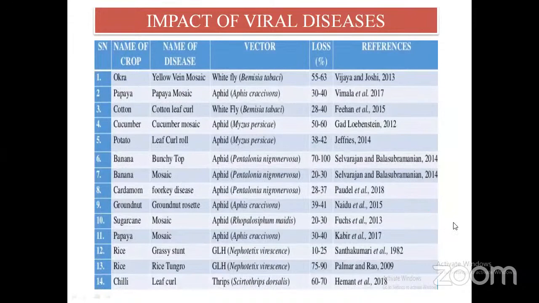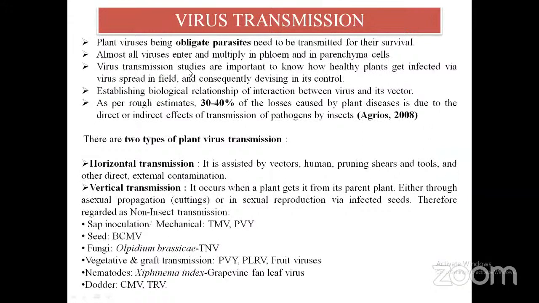Then, plant viruses. Plant viruses are obligate parasites, and they need to be transmitted for their survival, because they use the host's reproductive machinery for their survival. Otherwise, they are also called borderline organisms. Almost all the viruses enter and multiply in phloem and in parenchyma cells. Virus transmission studies are important to know how healthy plants get infected via virus spread in the field and consequently in devising control measures. Establishing the biological relationship of interaction between the virus and its vector is also important.